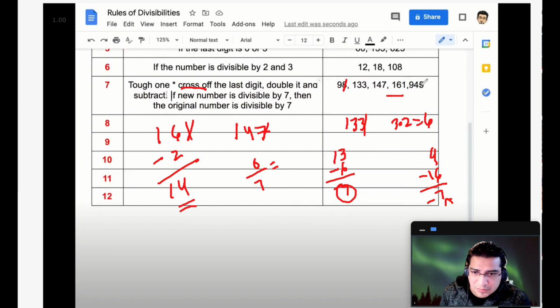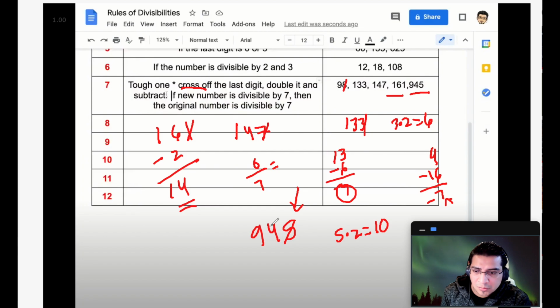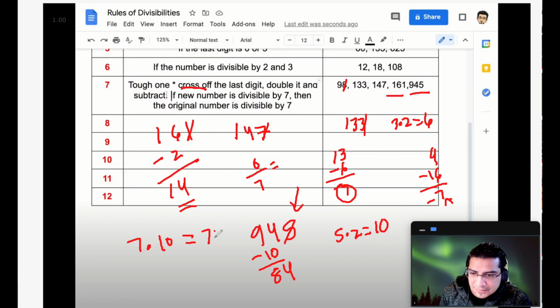Let's do one more, okay? So we're going to do 945. And I think this is going to be more clear right here. So take that away, times it by 2. So that's 10. 94 minus 10 will be 84. This is divisible by 7, but let's say for instance that you cannot see that it's divisible by 7. Well, I know because 7 times 10 is 70. 7 times 12 is 84 because I add 7 and 7. That's going to be 84. 7 times 12 is 84.